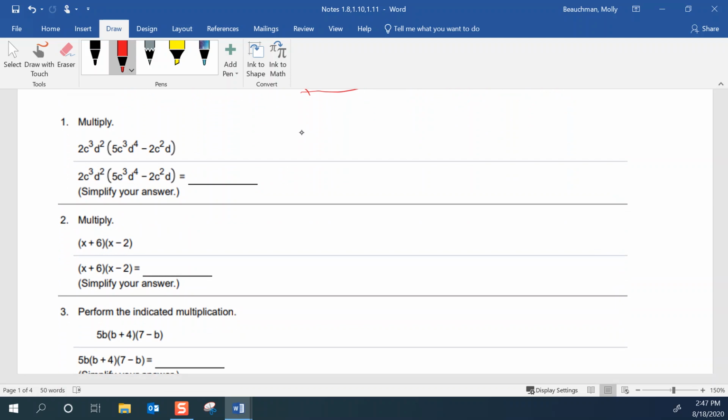So number 1, we're going to take a monomial times a binomial. So we take the first term and distributive property through each of the two terms on the inside. So we get 2c to the third d squared times the first term, which is 5c to the third d to the fourth. Then we take 2c to the third d squared times, notice that's a negative 2c squared d.